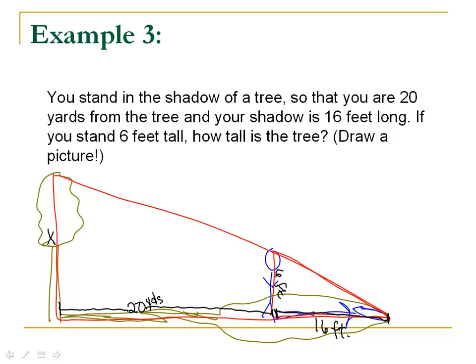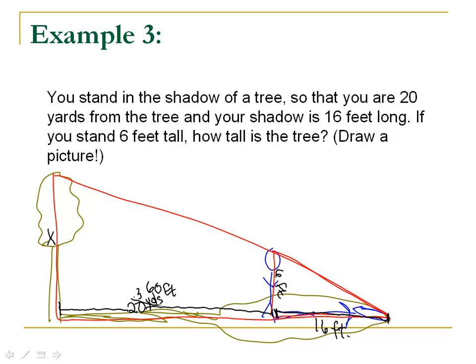Now, first thing I notice here is I've got yards and feet both. You can't use different measurements. We need to have the same thing. So I'm going to change this 20 yards into feet. So if I just multiply 20 by 3, because there's 3 feet per yard, this is actually 60 feet long. So now I can make my proportions.